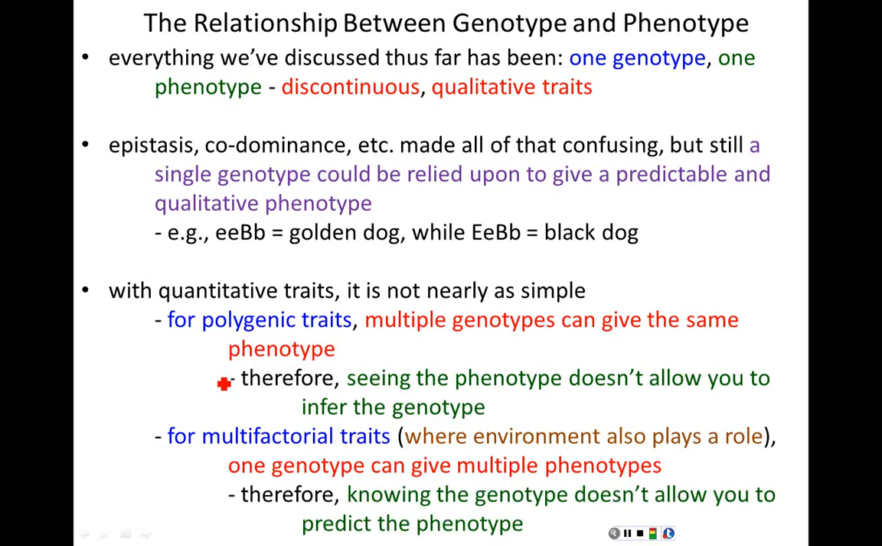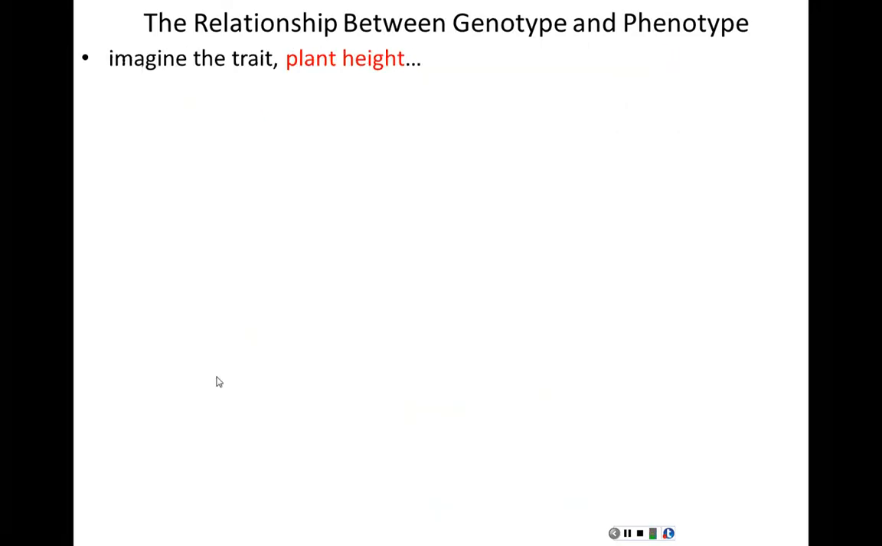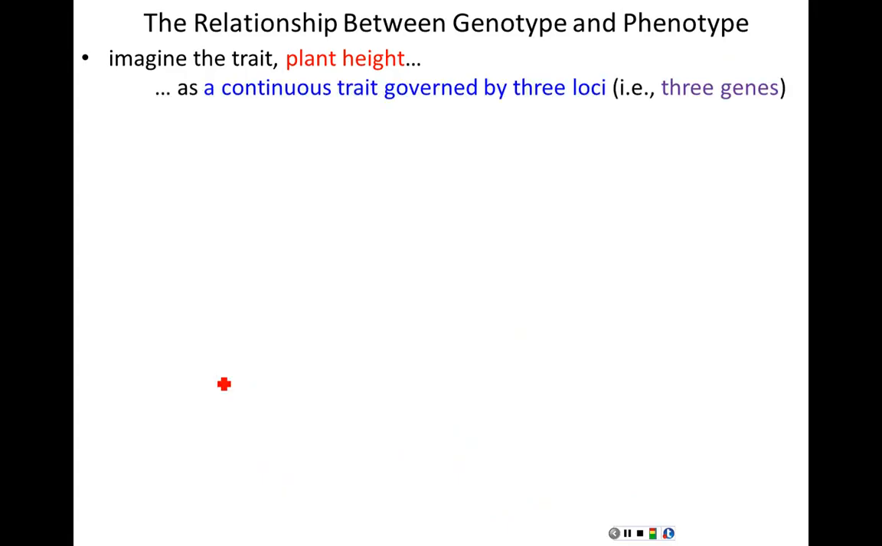In the case of multifactorial traits, knowing the genotype doesn't allow you to predict the phenotype if you don't know information about the environmental component at all. Let's go back to plant height. But let's consider plant height as a continuous characteristic. This is not in pea plants now. This is in a more advanced plant species. So plant height is going to be a continuous trait. It's going to be a quantitative trait.